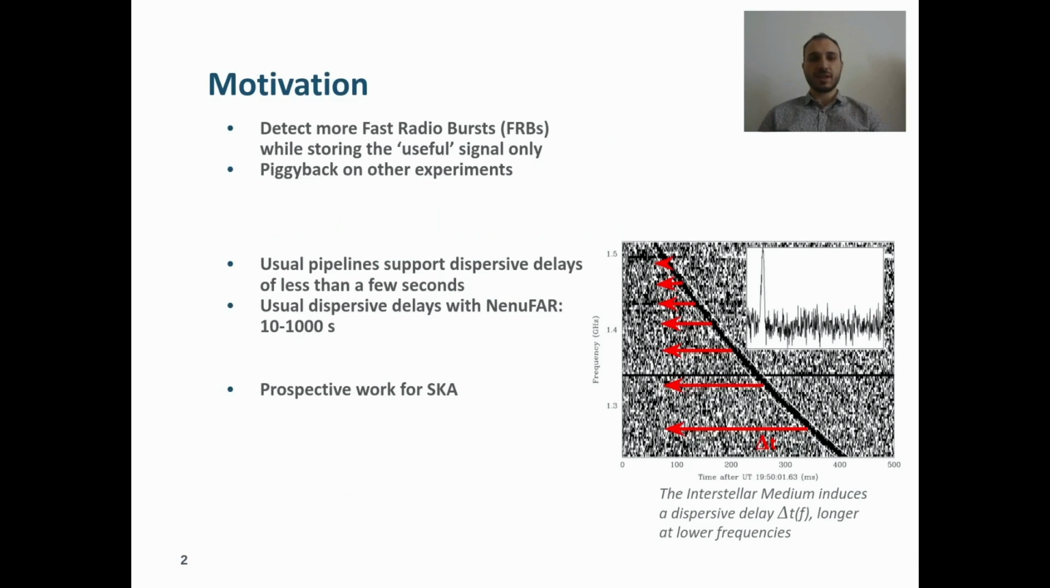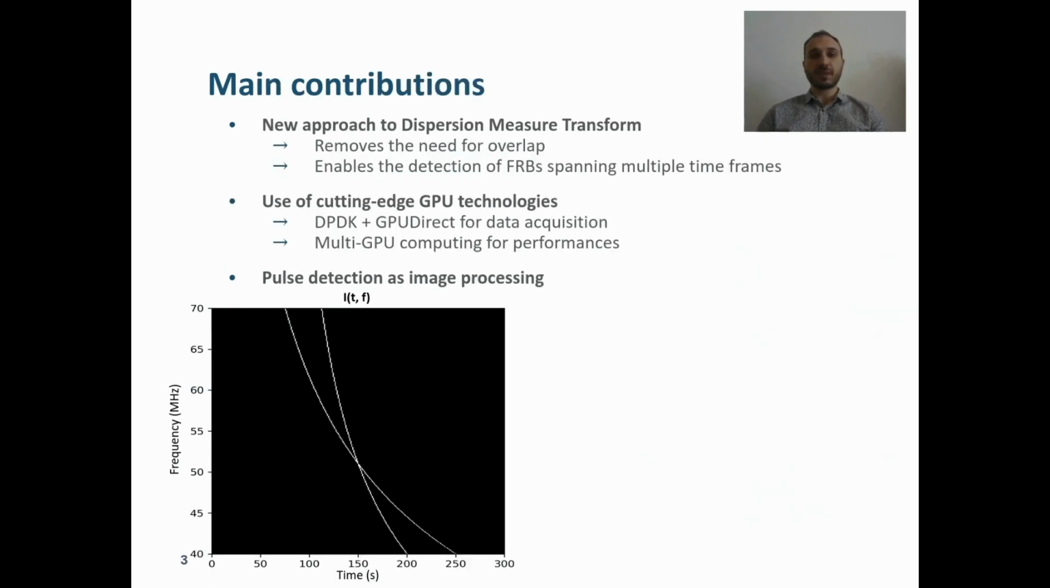Hi, I'm Gianfranco, and thanks for watching my lightning talk about a novel fast radio burst detection pipeline for NenuFAR. So, in a nutshell, this pipeline is about detecting fast radio bursts in real time to trigger the storage of the time frequency signal. This avoids filling entire hard drives with data containing little to no events. We also needed this pipeline because of the great dispersive delays faced at NenuFAR, which are about 1,000 times greater than for usual radio telescopes.